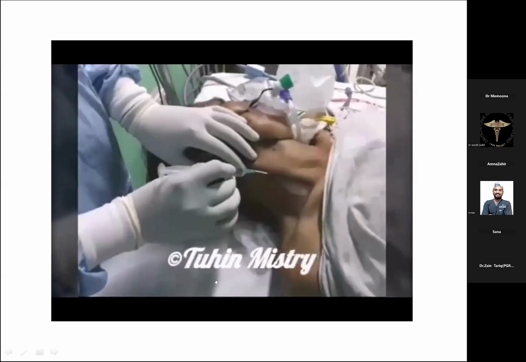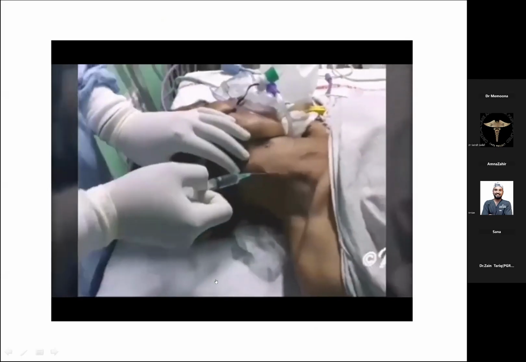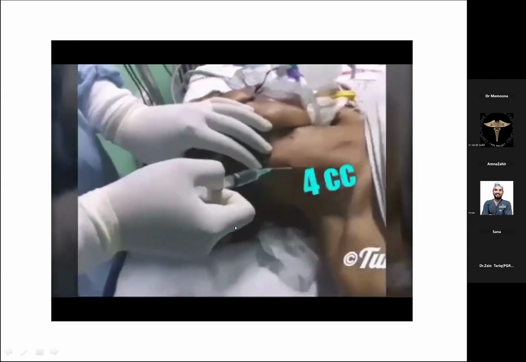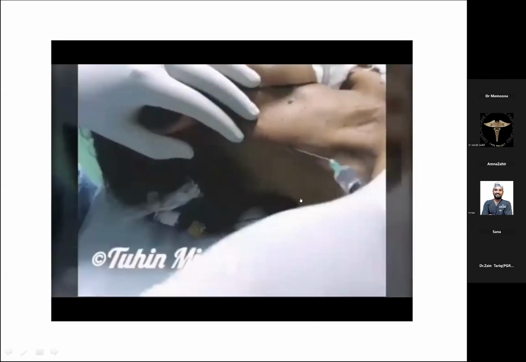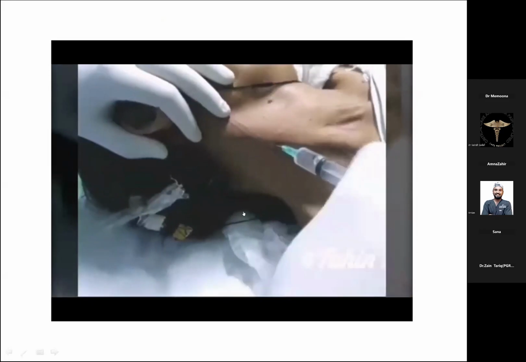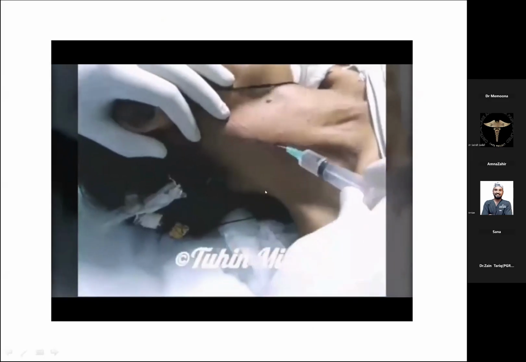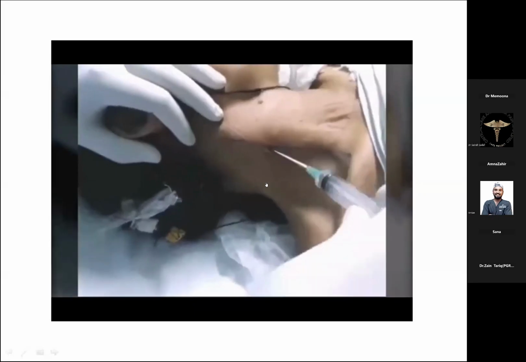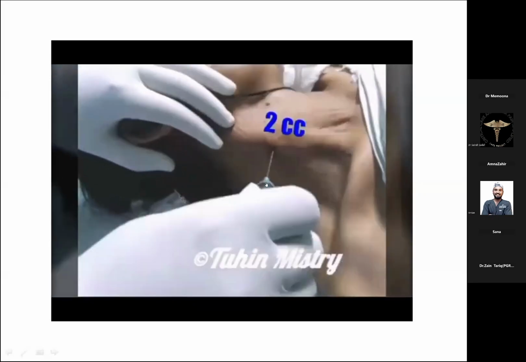Here you can see that the fanning technique is used in order to block the superficial cervical plexus. The injection is superficial, and the clinician avoids deep injections. After blocking in the upward and downward directions, only the tip of the needle is drawn behind the posterior border of the sternomastoid muscle, and an additional 1 to 2 mils is given. And you can get a superficial cervical plexus block.